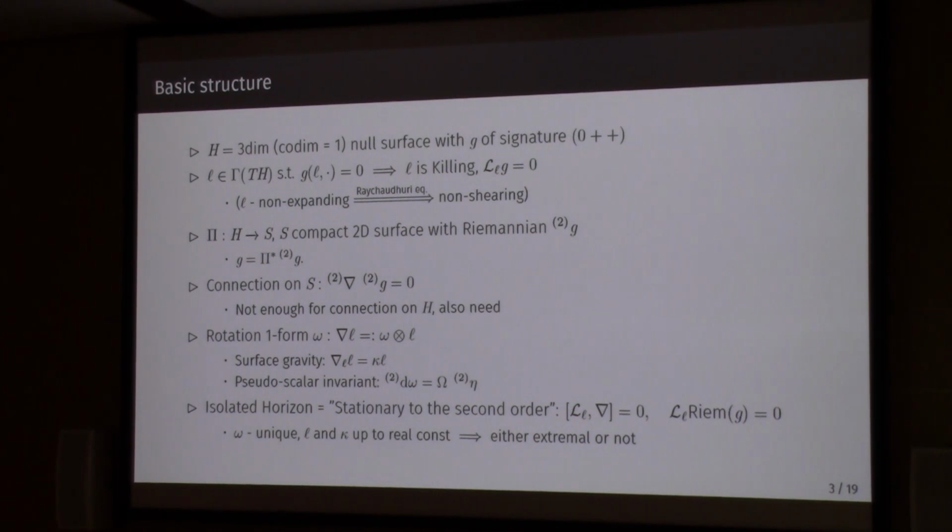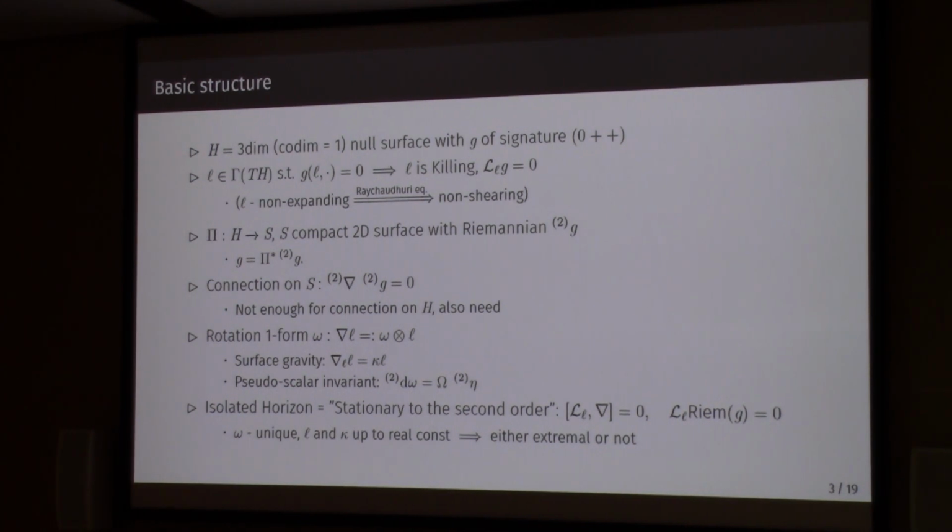Okay. So if I could take this later, so for isolated horizons, the only rescaling of kappa and l is just scaling by a constant, so it makes sense to, for example, speak about the horizon being extremal or not.